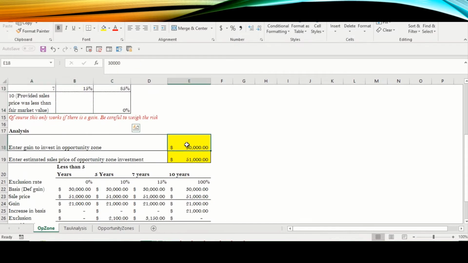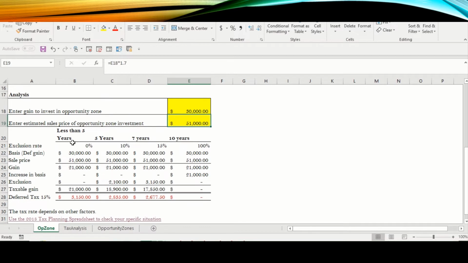So let's take an example and see an investor. They are going to invest $30,000. They sold their property and they have a gain of $30,000. Rather than paying taxes on that gain, they're going to put that in an opportunity zone. And then they estimate that when they sell, they'll probably get $51,000 for the investment. So if they were to keep this investment for less than 5 years, all they will get in the current year is the deferment of the gain.